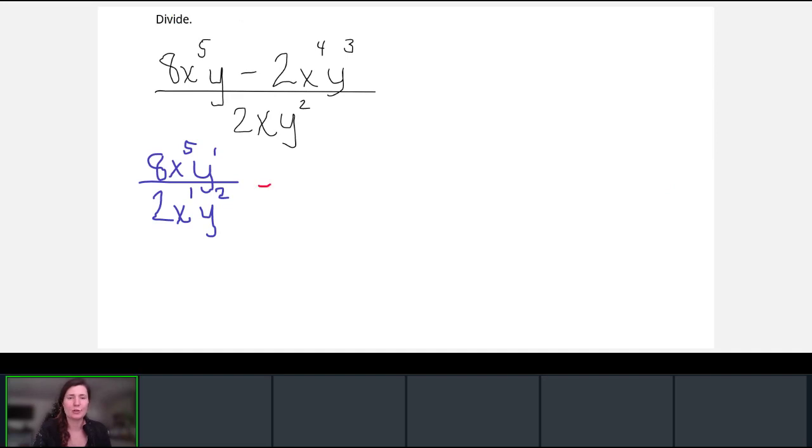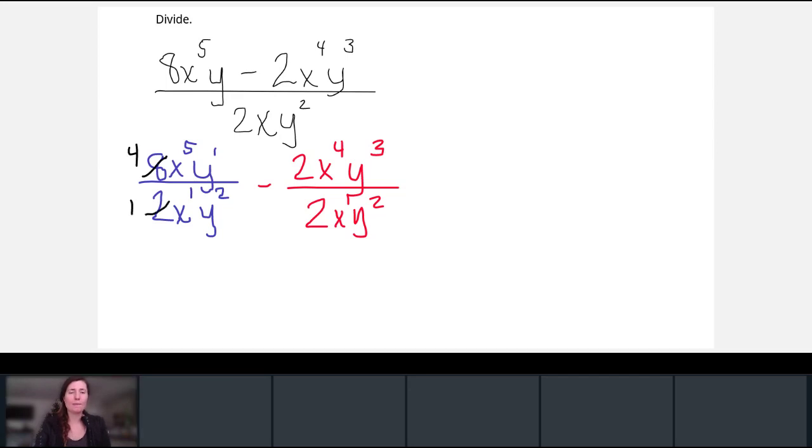So minus 2x to the 4th, y to the 3rd, divided by that common denominator, 2x to the 1st, y squared. Okay, now we're going to go through each one separately, as we have been doing. So in our blue fraction here, we have 8 over 2. Those can both be divided by 2 to simplify to 4 over 1. So we end up just having a 4 in the numerator and a 1 in the denominator.